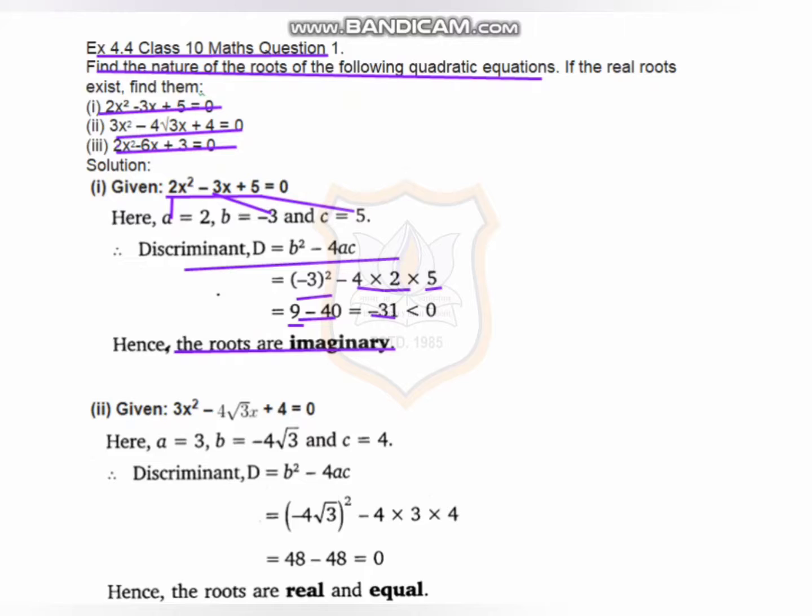Question number 2. 3x square minus 4 root 3 x plus 4. Here by comparing with the standard polynomial, we get a equals 3, b equals minus 4 root 3 and c equals 4. We have to find the discriminant, that is b square minus 4ac. So b square is minus 4 root 3 square, it's 16, and root 3 square is 3. So 16 into 3 equals 48, and 4 into 3 into 4 is 48. So 48 minus 48 equals 0. The roots are real and equal.